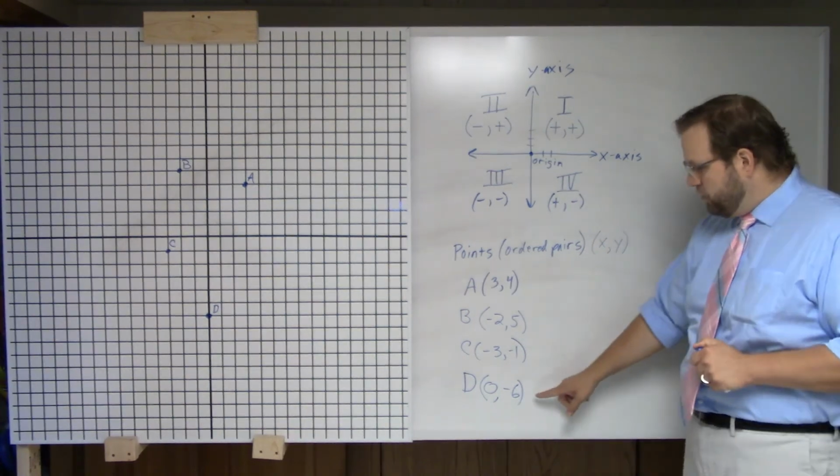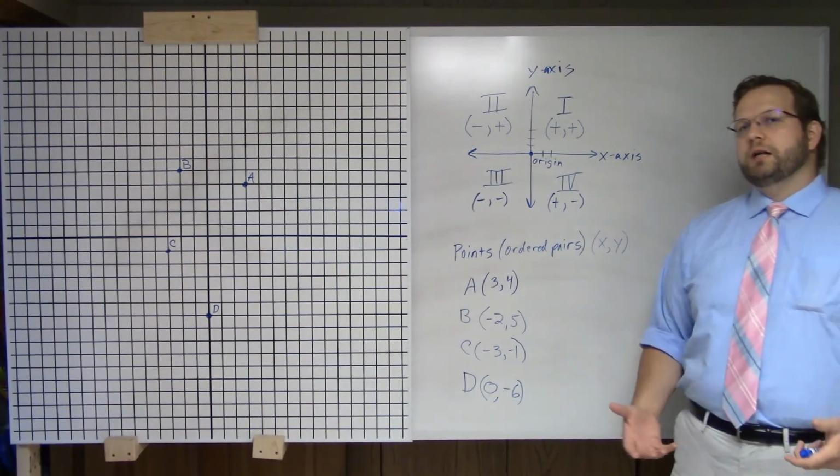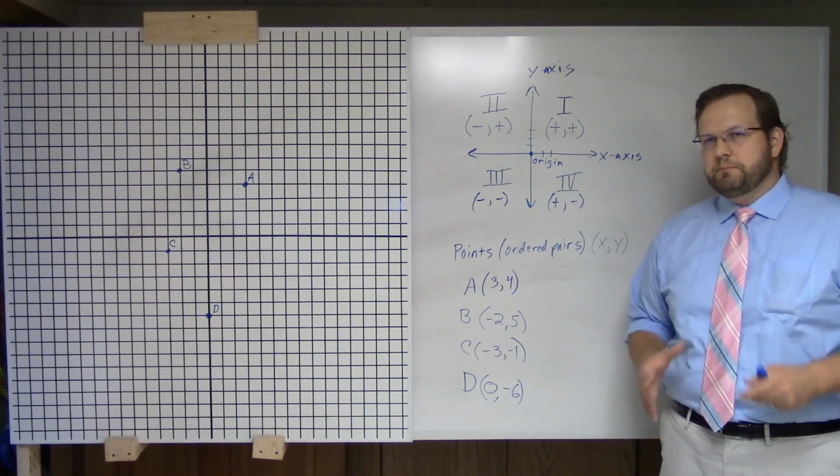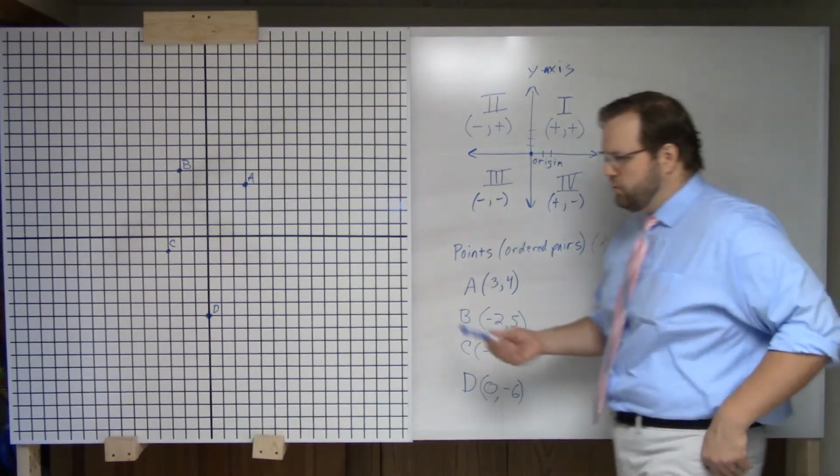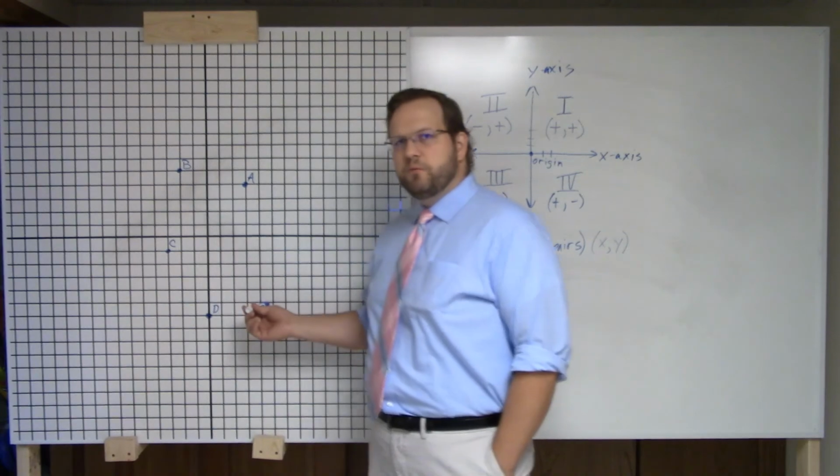Now one more thing about the location of points. If I'm looking at point D, if I asked you what quadrant point D would be in, be very careful with that, because a lot of people say, well, it's in quadrant 3 and 4.